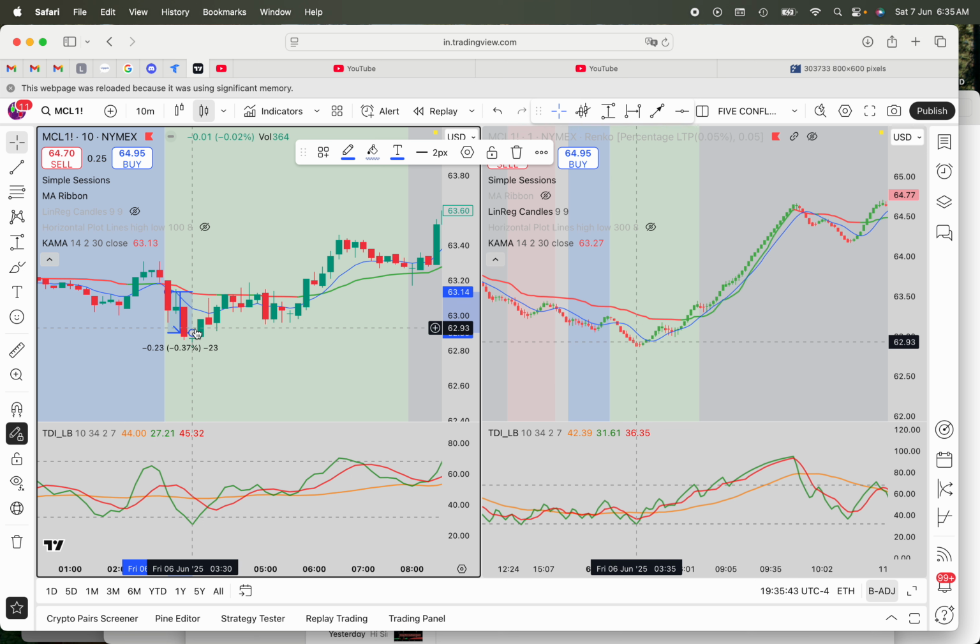Now you can see the market started to push upwards, okay, and that's supported also by the LinReg chart, and you can also see here that the Traders Dynamic Index on the LinReg crossed over the yellow, okay. You can see both the green and the red crossed over at this point, and of course so did the Traders Index on the 10-minute chart. So you might be thinking, right, okay, well, I reckon this is going to go long.